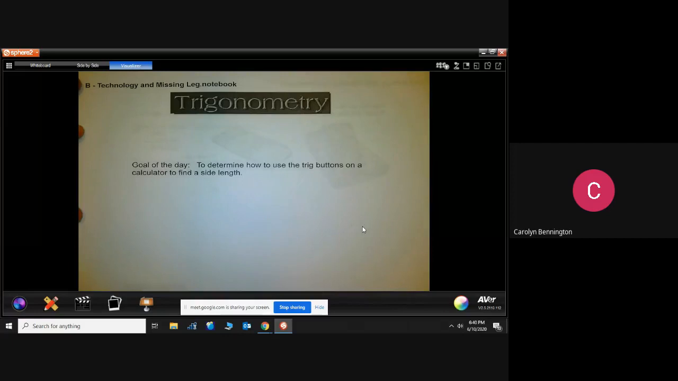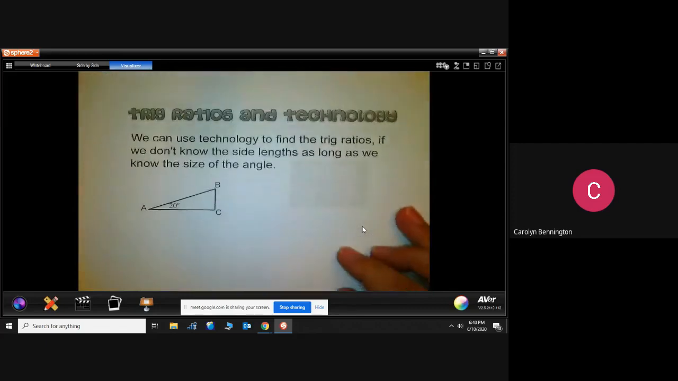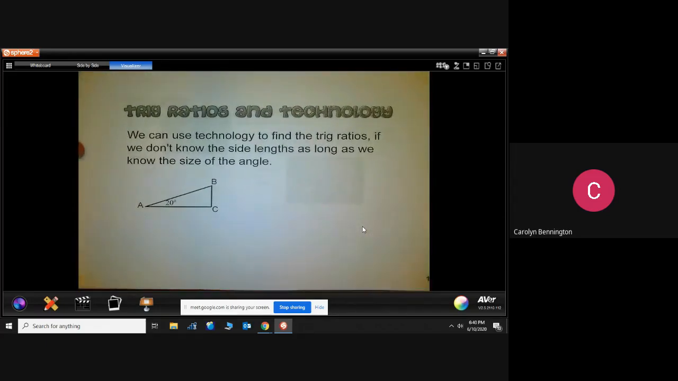The goal of this lesson is to figure out how to use your calculator to calculate the side length of a triangle. We can use technology to find the trig ratios if we don't know the side lengths, as long as we know the size of the angle. So our calculator will help us to figure out our trig ratios if we don't know the different side lengths of our triangles.